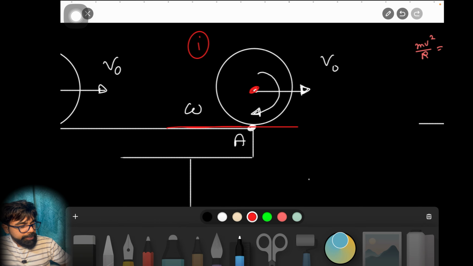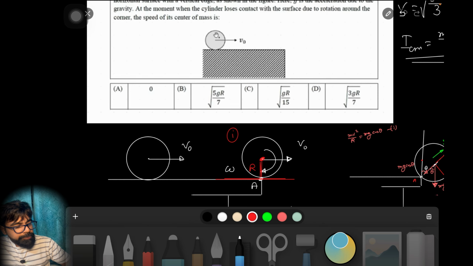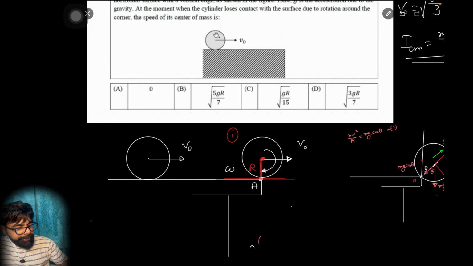So the table surface is the reference frame. So what is the height of the center of mass at the point A? It is the radius r, right? So what is its potential energy at point A? It is going to be mgr, because the reference frame is the table surface.